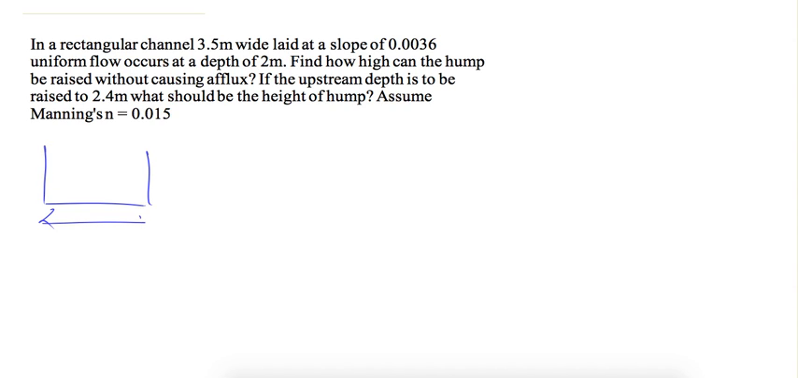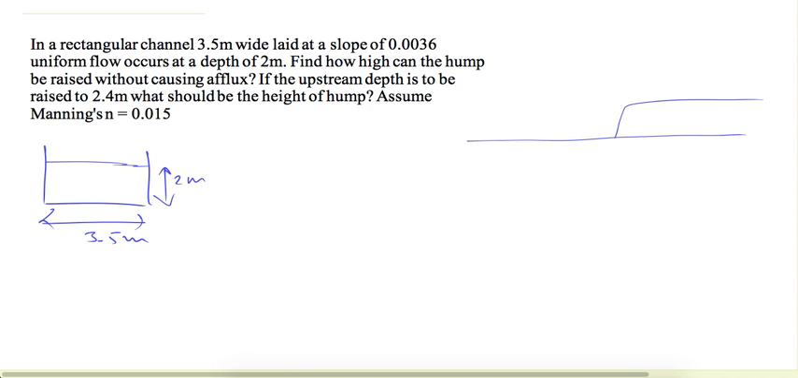3.5 meter wide, and it is having a slope, with a depth of 2 meter. We have to find how high can the hump be raised without causing afflux. So this is the case of a hump, and let's say the flow is occurring like this, and we have to find out the maximum height of hump such that there is no change in the upstream depth.